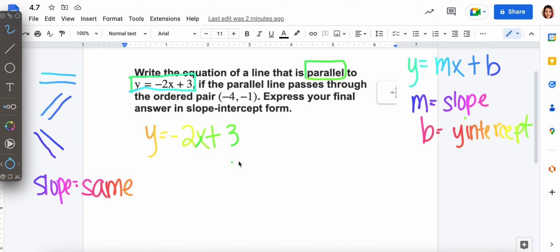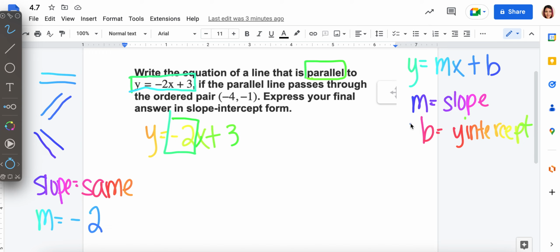So we need to identify the slope in this equation. We know from slope-intercept form our m is in our slope position. So this is in our slope position, -2. So we know our slope of our new line is also going to be -2 because they're parallel, and parallel lines have the same slope.